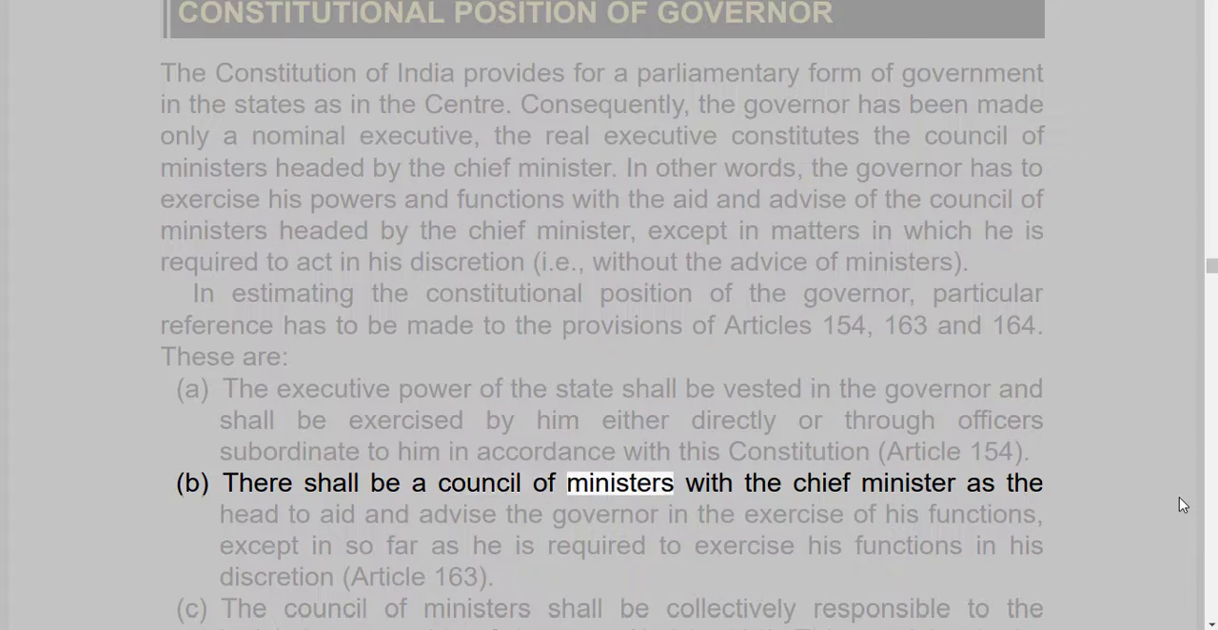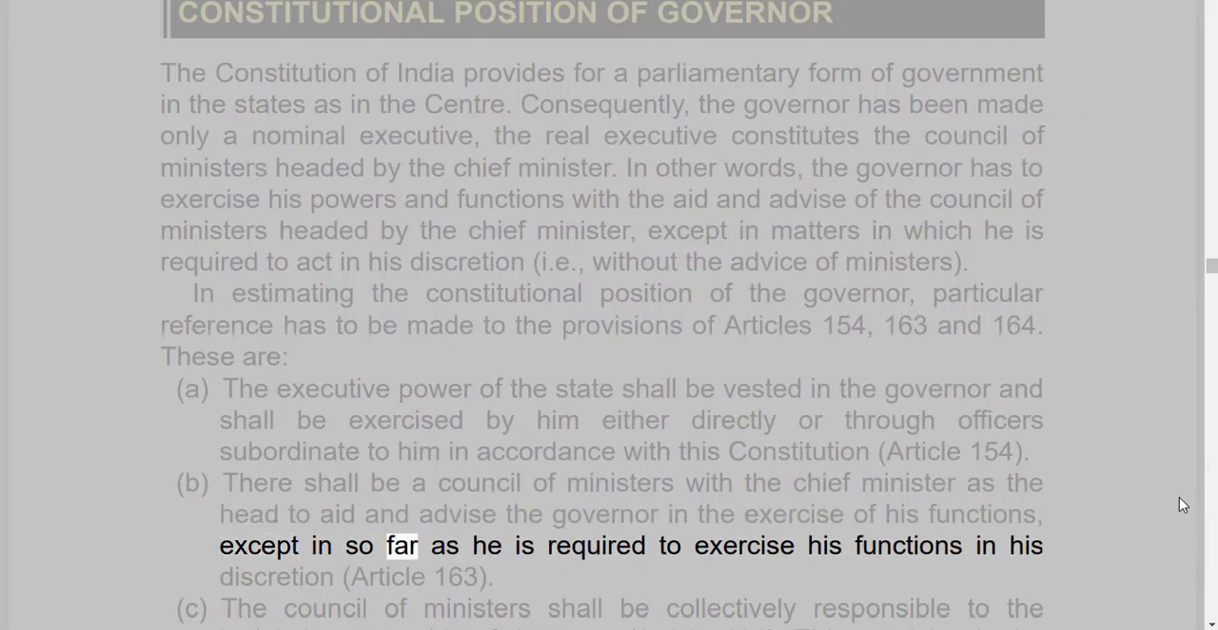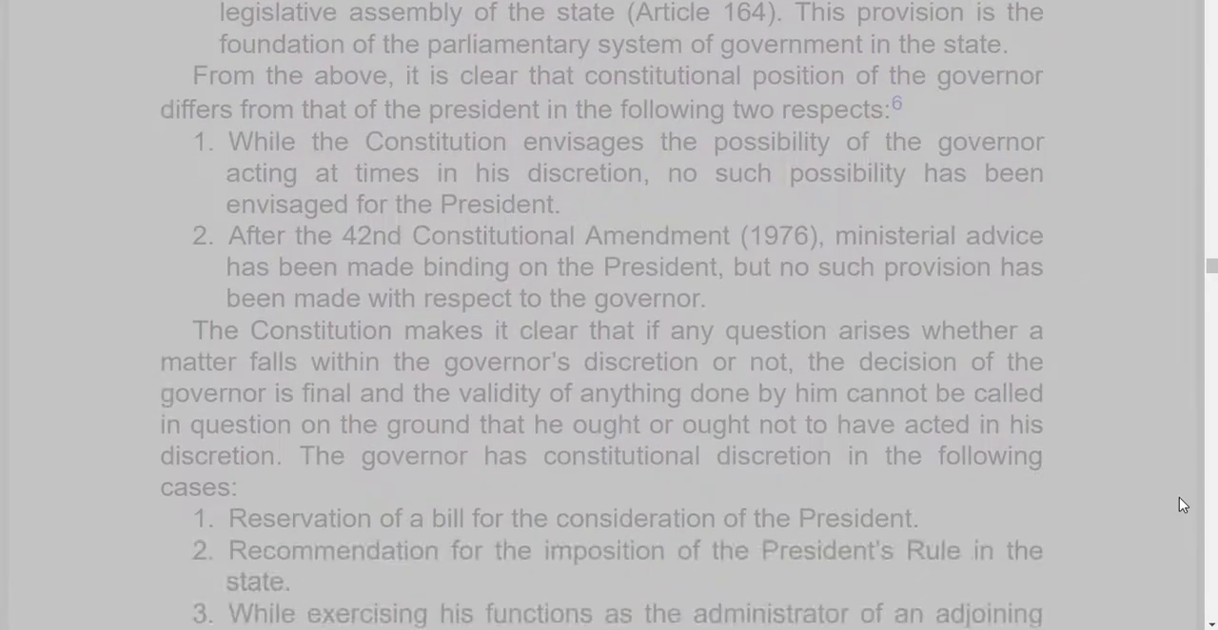There shall be a council of ministers with the chief minister as the head to aid and advise the governor in the exercise of his functions, except in so far as he is required to exercise his functions in his discretion. Article 163. The Council of Ministers shall be collectively responsible to the Legislative Assembly of the state. Article 164. This provision is the foundation of the parliamentary system of government in the state.